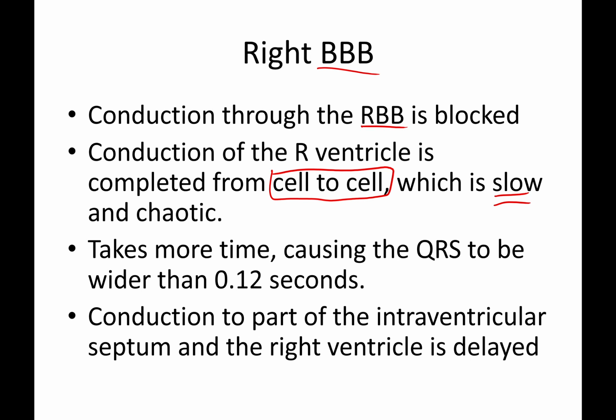Because of how slow it is and that it's chaotic, it's got that rippling effect where it travels in multiple directions at once. It's slower. That's what causes your QRS to be wider than 0.12. And if you think about it, the way an EKG is built is voltage over time. So instead of your nice sharp EKG that you're used to, it's the same amount of electricity because it's traveling through the same amount of muscle. It's just a matter of it takes longer, and so that's why it appears to be a lot wider and shorter in some cases.